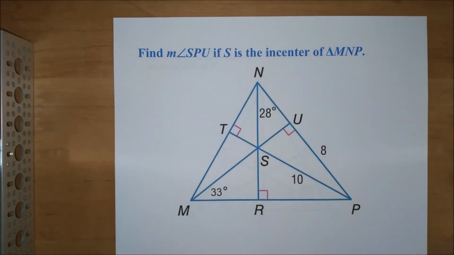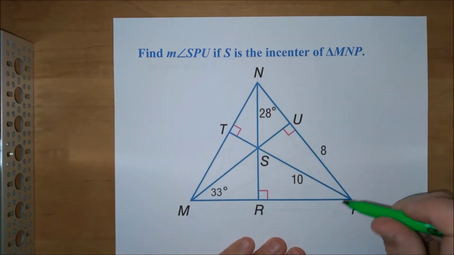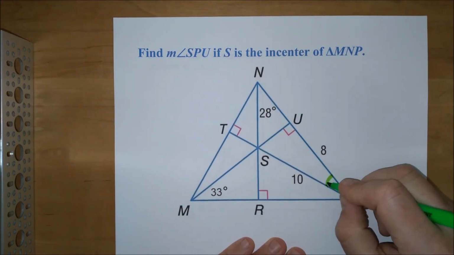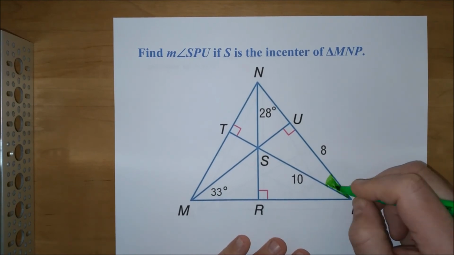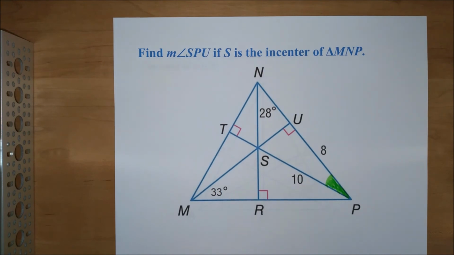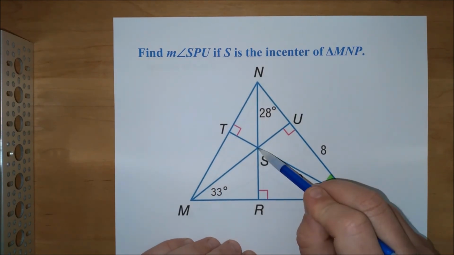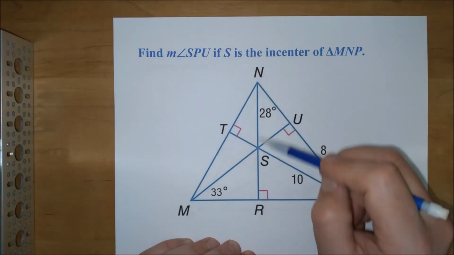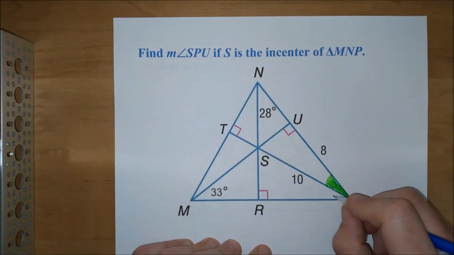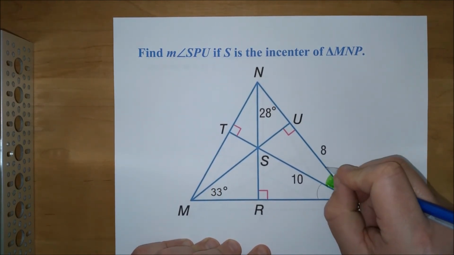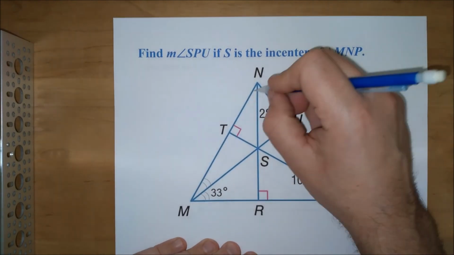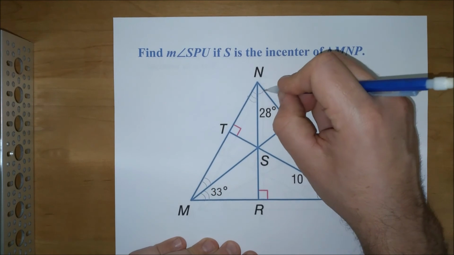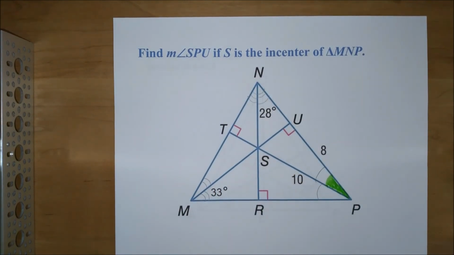Okay, here's a good problem. They want us to find the measure of angle SPU. I'm going to go ahead and highlight that, SPU, this angle down here. That's what we want. If S is the incenter of triangle MNP, okay, so if this is the incenter, that means these guys are all angle bisectors. That means this angle is congruent to that angle. This angle is congruent to this angle. This angle is congruent to this angle, okay?